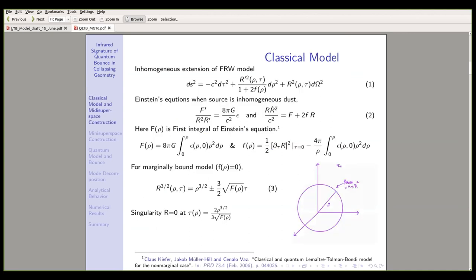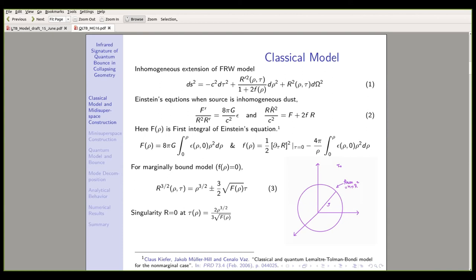Now the LTB model is an inhomogeneous extension of the FRW model given by the line element in equation number one. Here, the object of interest is the function capital R, which is called the areal radius. The Einstein equation when the source is inhomogeneous dust is given in equation number two. Here prime is the derivative with respect to shell index rho and dot is the derivative with respect to dust proper time tau. And epsilon is the energy density of the dust. Here capital F is the first integral of Einstein's equation, which is interpreted as the Misner-Sharp mass.